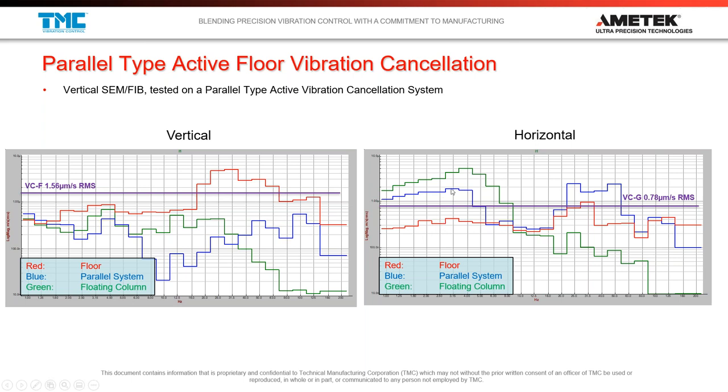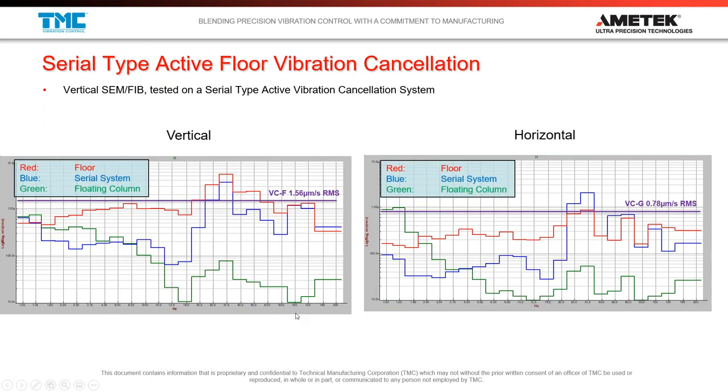So it's actually amplifying the floor vibration at these low frequencies. And then you're seeing further amplification by the tool's own internal isolators. So this is causing problems for this electron microscope. And to solve that, it was put on a serial type cancellation system. And here we saw really, really good results that are exactly indicative of what we would expect from a floor vibration cancellation system.